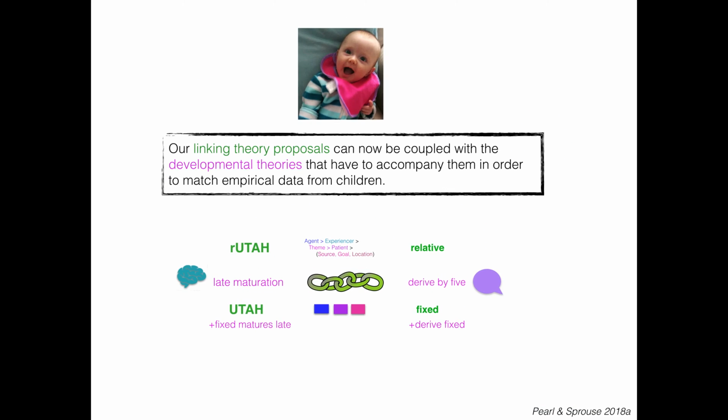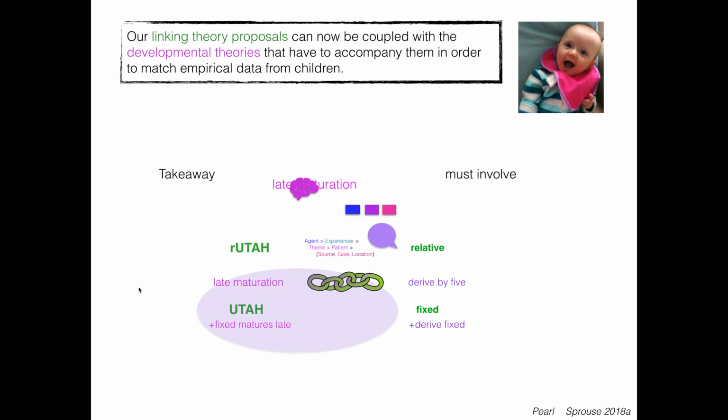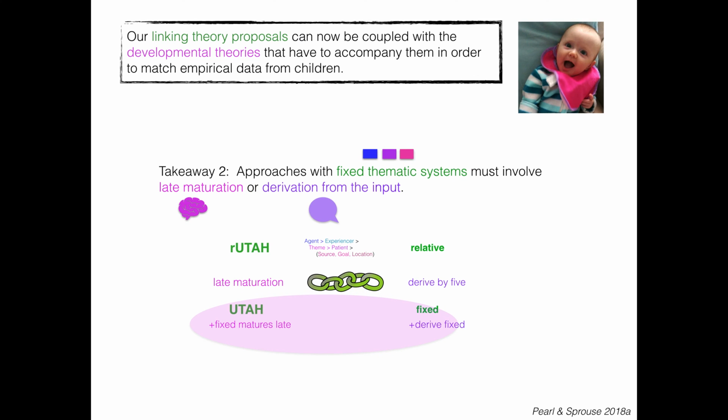So what do we take from this? So here's what I think we take from this. One of the really cool things is that our linking theory proposals can now be coupled with the developmental theories that have to accompany them in order to match empirical data for children, right? So in particular, innate mapping approaches like Utah and Ruta have to involve late maturation, or at least that's the simplest way to explain what's going on, right? You need to have that happening late, not early the way it's typically talked about.